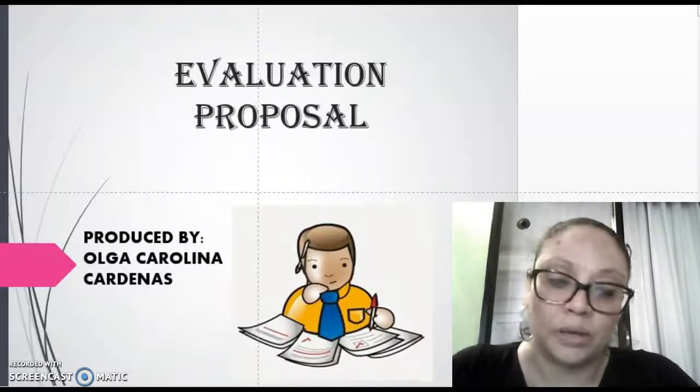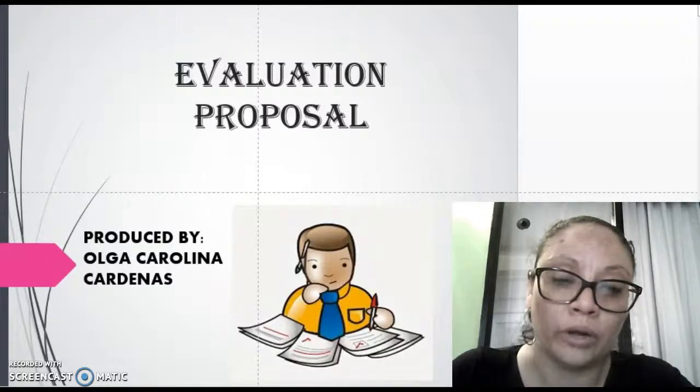Evaluation proposal, produced by Olga Carolina Cárdenas.